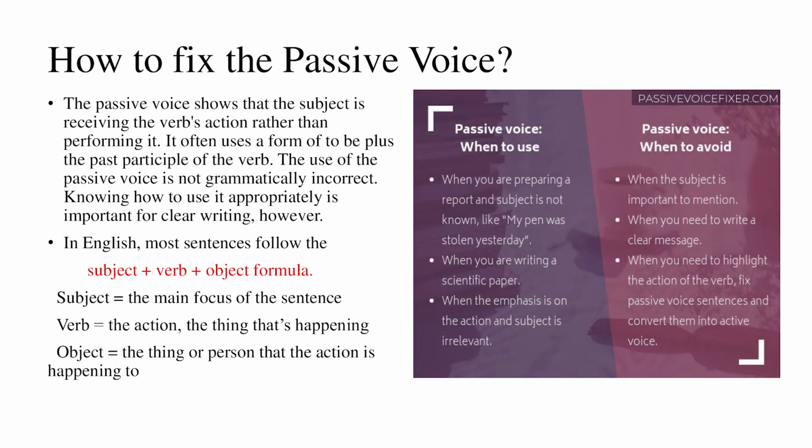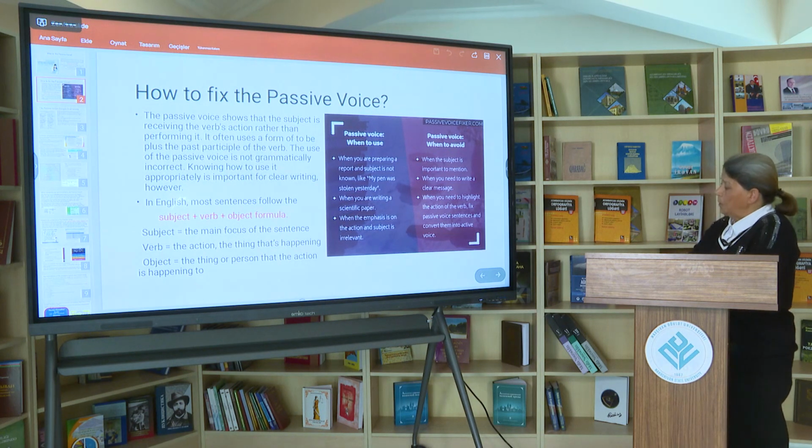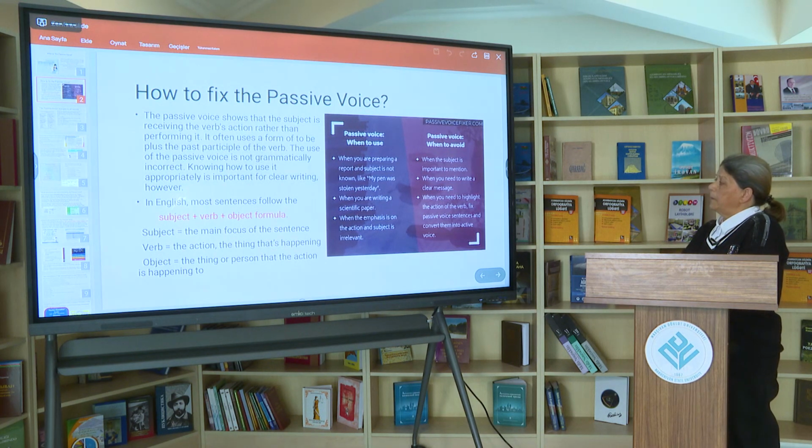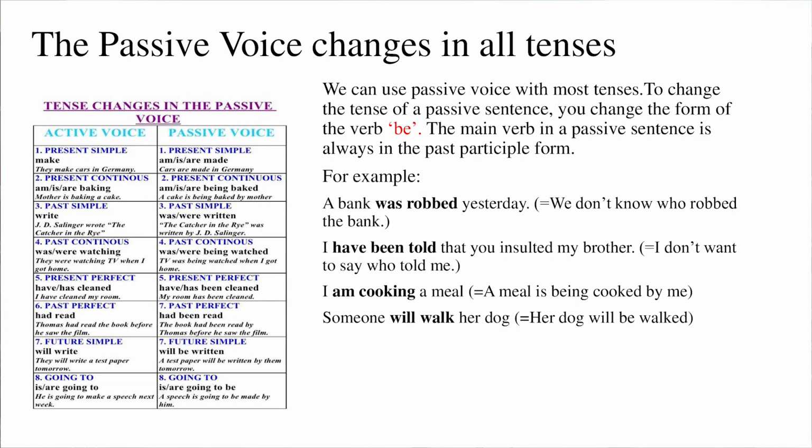Passive voice is sometimes avoided. We avoid passive voice in these cases, for example, when the subject is important to mention, when you need to write a clear message, when you need to highlight the action of the verb. We fix passive voice sentences and convert them into active sentences.